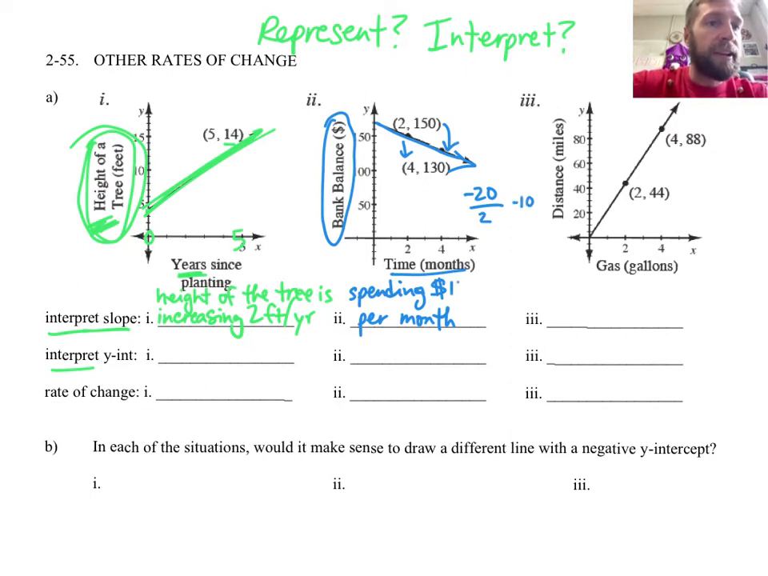So I'm spending $10 per month. Cool. That's how we interpret slope. All right, let's go ahead and take a look at the last one. Again, I'm just focused on slope. It is positive. We are gaining, increasing, receiving, any of those words.